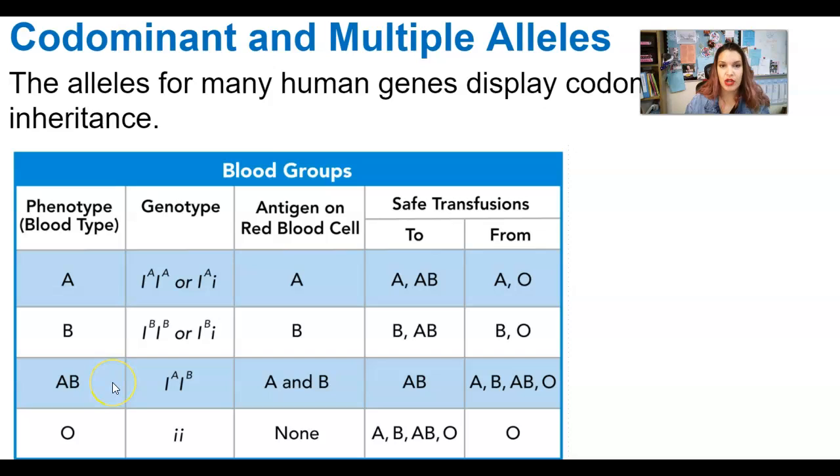AB is what we're talking about here when we say codominant and multiple alleles. This is AB as in AB dominant, right? And you'll see here that there's a recessive allele there. So what you then get is a wide range of blood types that you can receive blood from. So if you are in need of blood, it is good to be blood type AB.